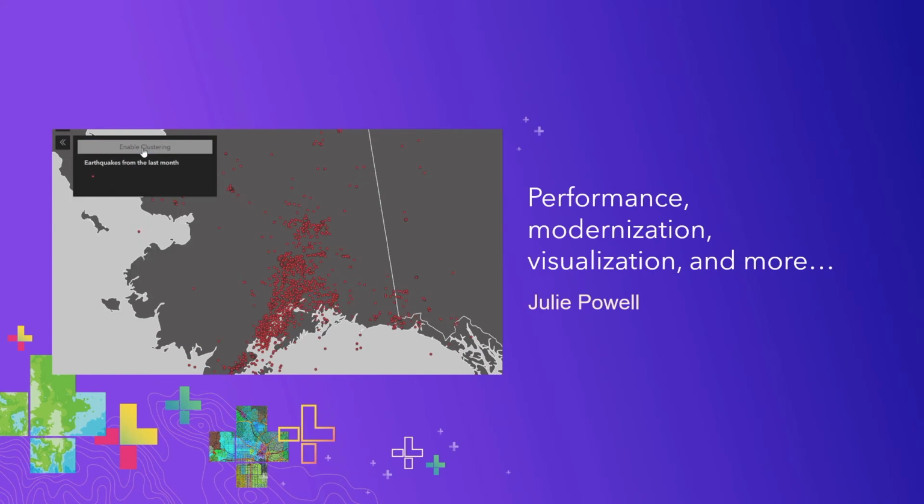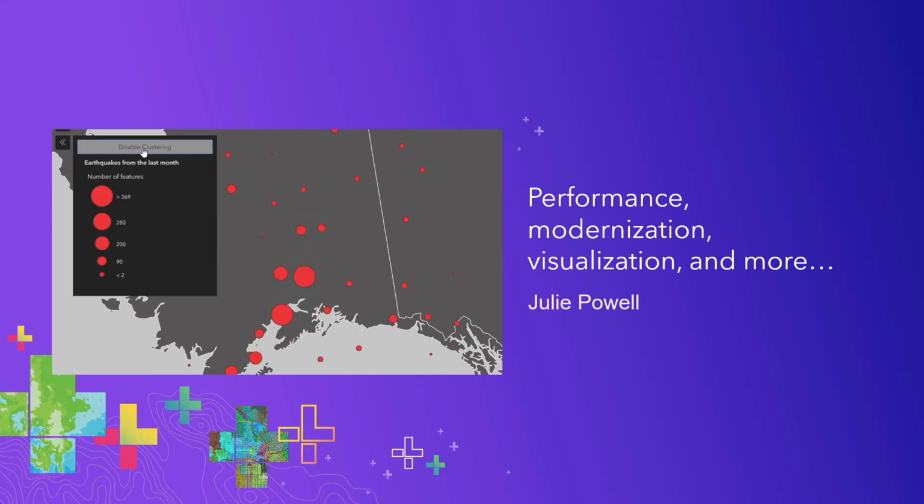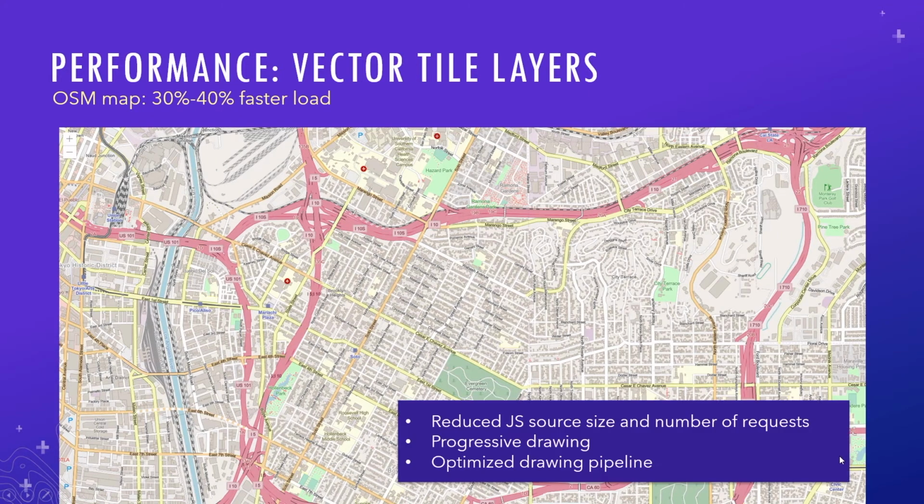All right, so I'm going to talk about performance, modernization, visualization, and quite a bit more. I always like to start with performance because I really do feel like it affects the overall experience in your application. A lot of work has taken place on vector tile layers to improve the load performance and also enable a smoother interaction within your apps. For example, we're now generating 20 to 25% fewer WebGL calls and also a lot less JavaScript calls. That's really contributed to the overall improvement with vector tiles. We're also doing smarter caching, which has reduced the amount of network requests, and added progressive drawing and symbol blending. And finally, we've optimized the drawing pipeline by requesting all needed tiles earlier so they can be processed and then drawn sooner.